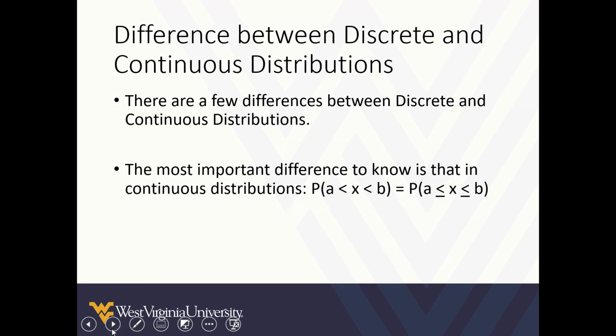Now, a couple differences between the discrete and the continuous distributions. The most important difference that we really care about, and I addressed this earlier, is that in the continuous distributions, the probability of A less than X less than B is equivalent to the probability of A less than or equal to X less than or equal to B. And same thing, the probability of X less than or equal to A is equivalent to the probability of X less than A when we're dealing with continuous distributions. Of course, that is not the case when we are dealing with discrete distributions.